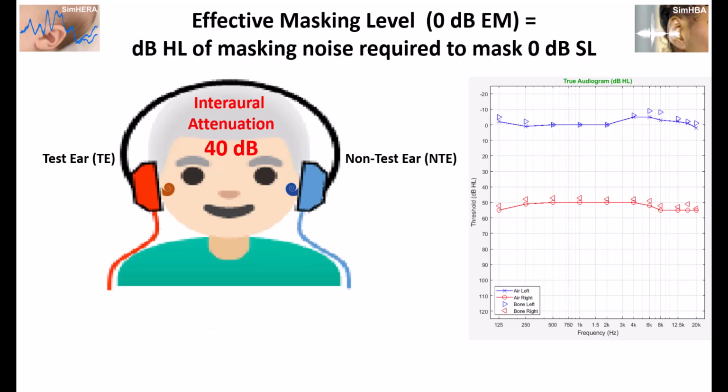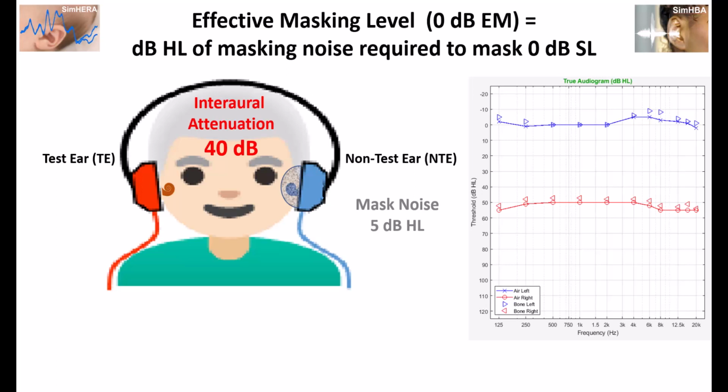So let's move on and talk about effective masking level. The effective masking level, so 0 dB EM, is the dB HL of masking noise required to mask out a 0 dB sensation level. And how do we determine this level? Well, we simply put in a certain level of masking noise in the non-test ear, or in this case, it will be the test ear because we'll be presenting a sound to it.